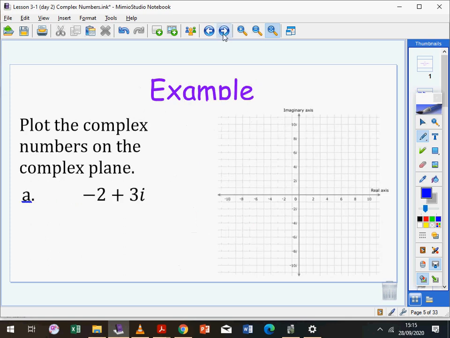So a small example here is if we want to graph negative 2 plus 3i, I'll go to the real axis, look for negative 2, then I'll go to the imaginary axis, look for 3, and then I know that my complex number is right there. So that's my complex number, negative 2 plus 3i. So you can draw your complex numbers and they'll end up looking like that, or whichever the case.